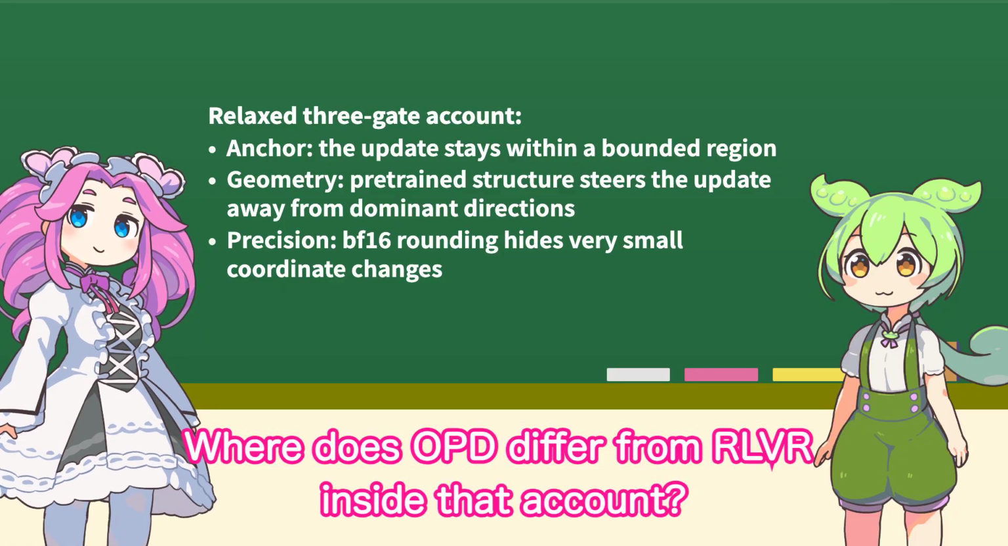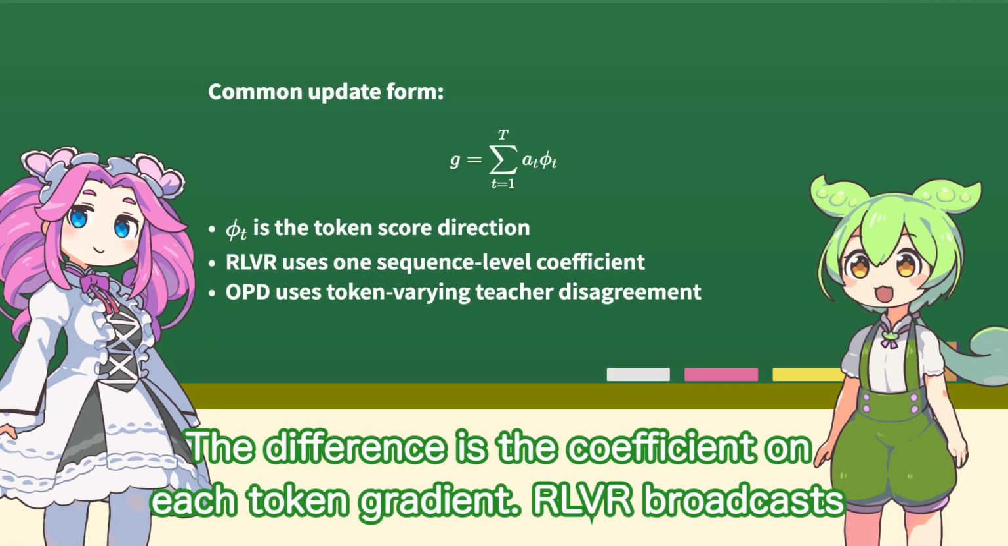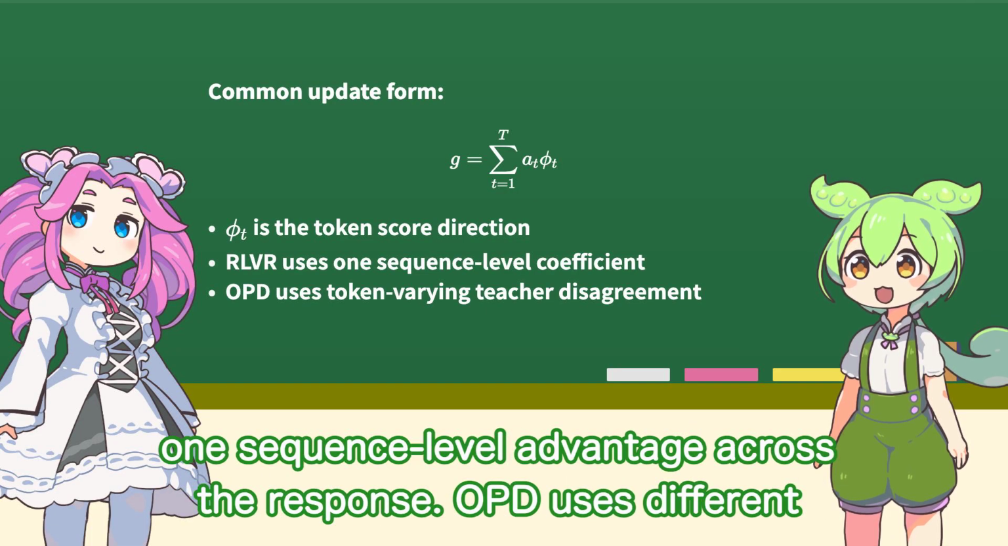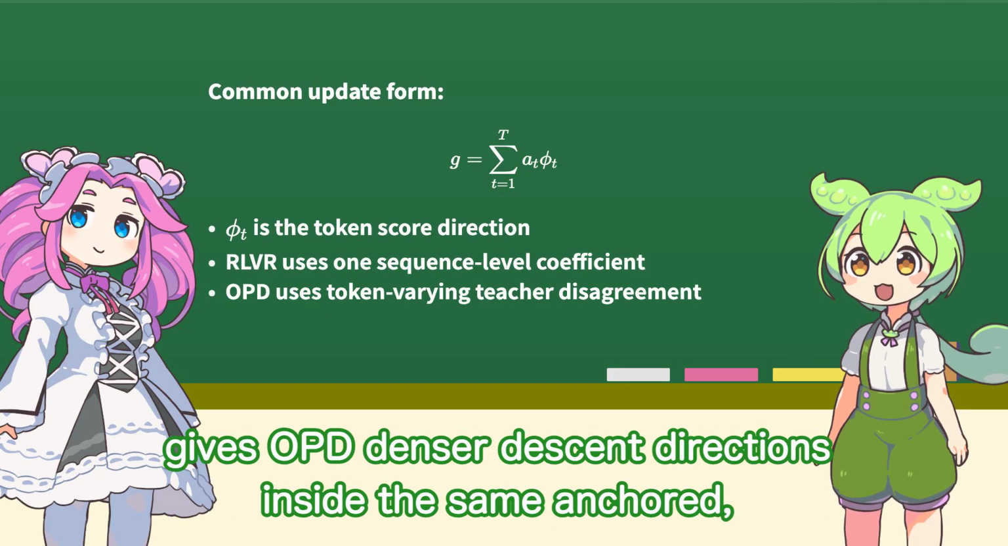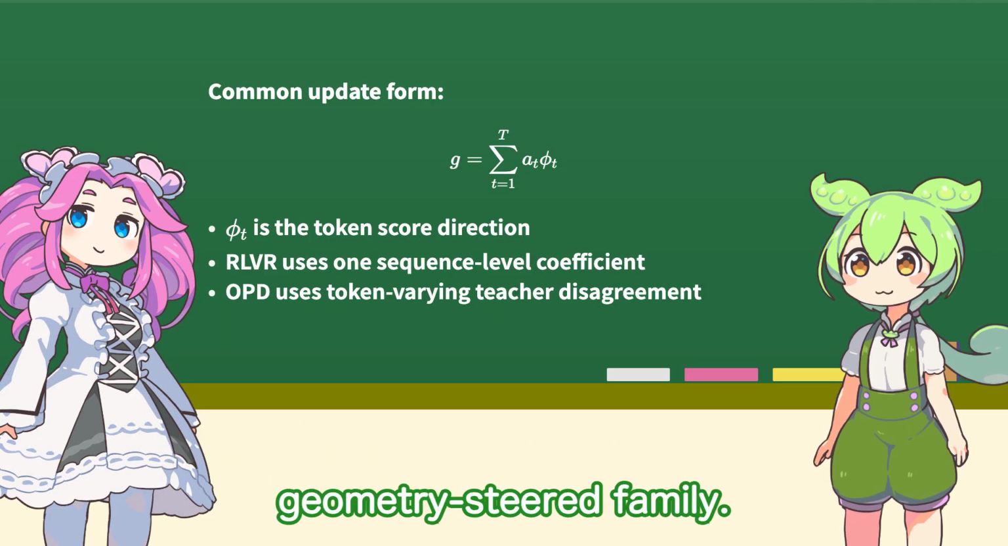Where does OPD differ from RLVR inside that account? The difference is the coefficient on each token gradient. RLVR broadcasts one sequence-level advantage across the response. OPD uses different token coefficients from teacher-student disagreement. That gives OPD denser descent directions inside the same anchored, geometry-steered family.